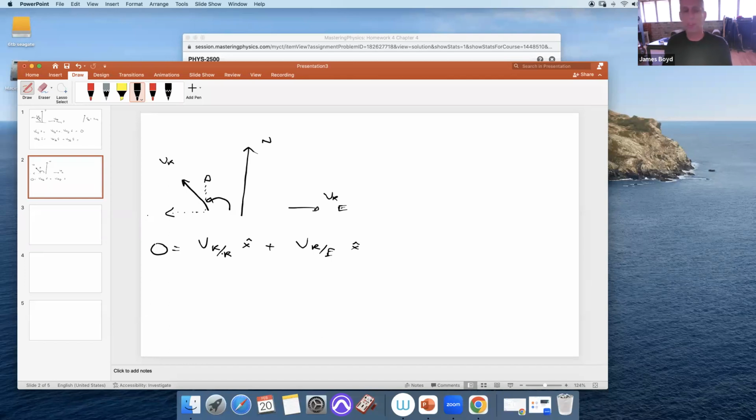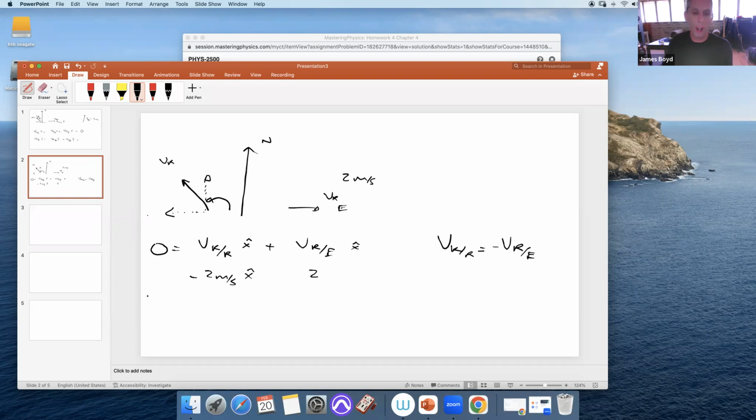In the x direction, the kayaker can't have any velocity. Now we know that this is 2 meters per second. And since this is 0, the velocity of the kayaker versus the river has to be equal to the velocity of the river versus the earth with a negative sign. Move that over, subtract it from both sides. So this has to be -2 meters per second in the x-hat direction. That'll be the velocity of the kayaker versus the river.